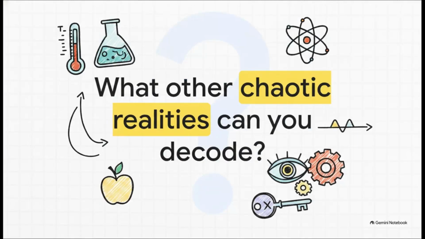I'm going to leave you all with this thought. You now possess the mathematical engine to model cooling rates, chemical mixtures, falling bodies, and atomic decay. If mathematics is indeed the true language of the universe, what other chaotic physical realities are out there waiting for you to decode with this single key? Start looking at the world through the lens of mathematical modeling, and I guarantee you'll never see engineering the same way again.